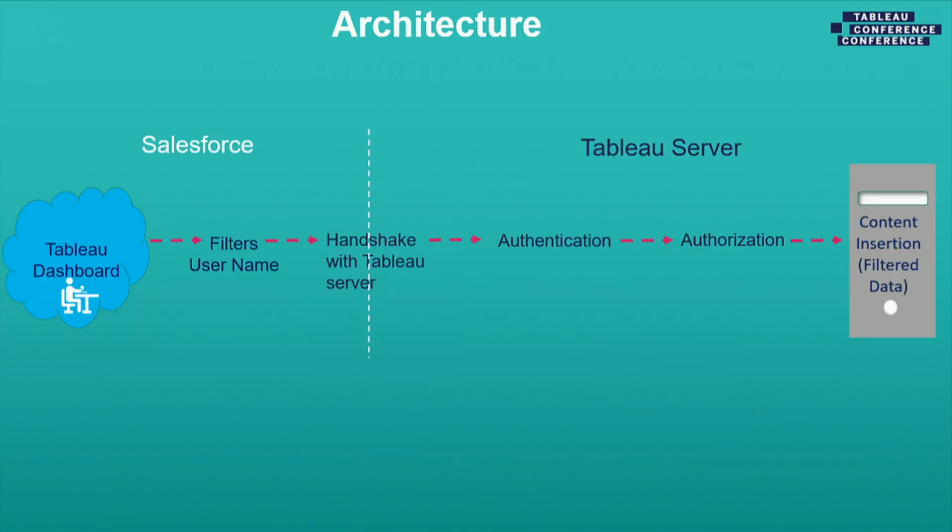So how it happens, this is from a more server perspective. But from your solutioning perspective, what are the things happening there? A Tableau dashboard is called with filters: account is equal to Tableau, and username is Tom. It does a handshake with the Tableau server. Tom is authenticated on the Tableau server and is also authorized to view the dashboard. Then he has access to that account, and the data is put in there and sent back to Salesforce. So this is what happens at a high level.